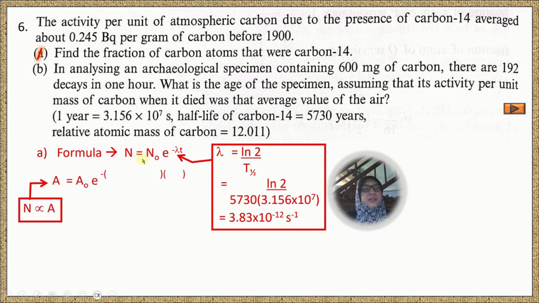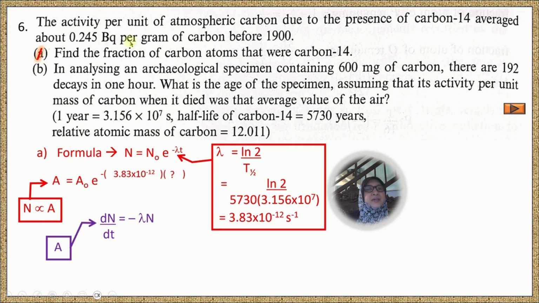If we use this formula with the activity 0.245 becquerel, the problem is we don't know t. T is not given, so we cannot use this formula. So we use another formula for activity, dN by dt equals negative lambda N. So we can find N, because the question wants the fraction. So we need to find N over N2. N2 will be the total number for 1 gram. So N will be the number of atoms if we use this activity.